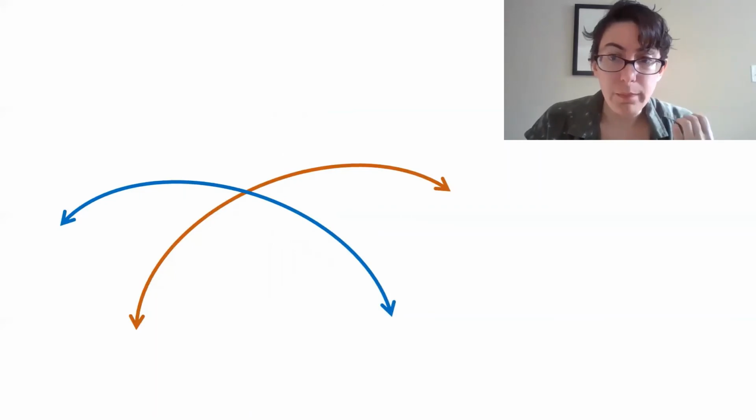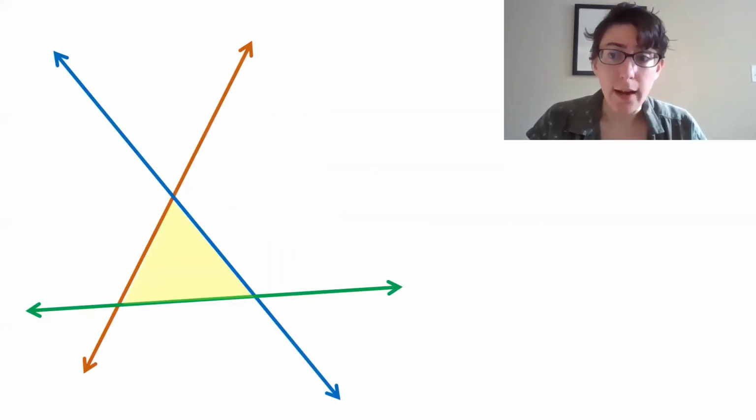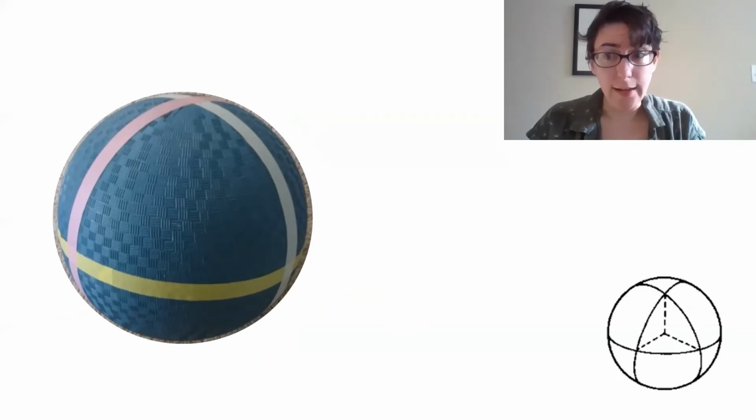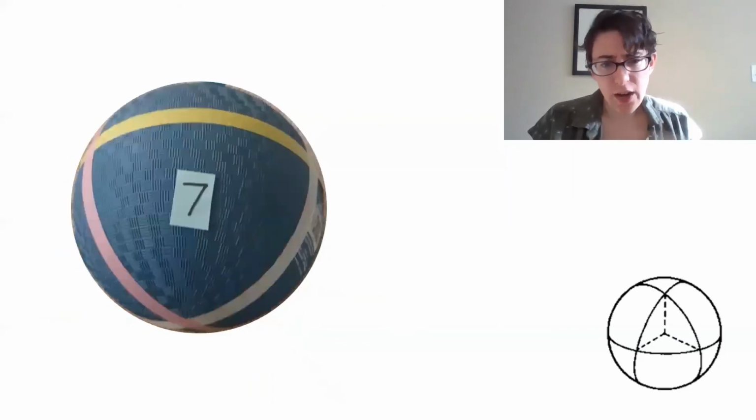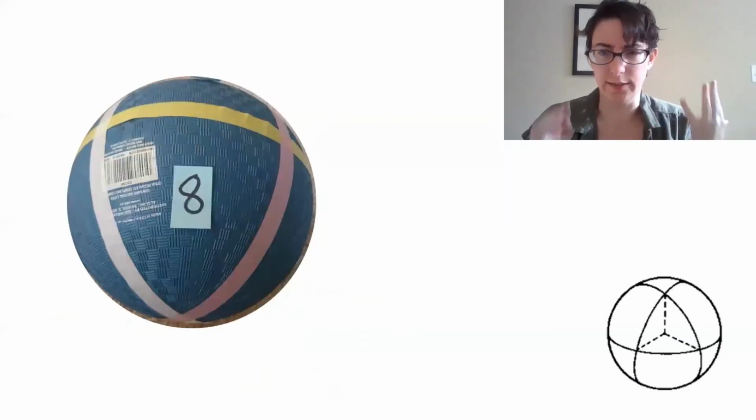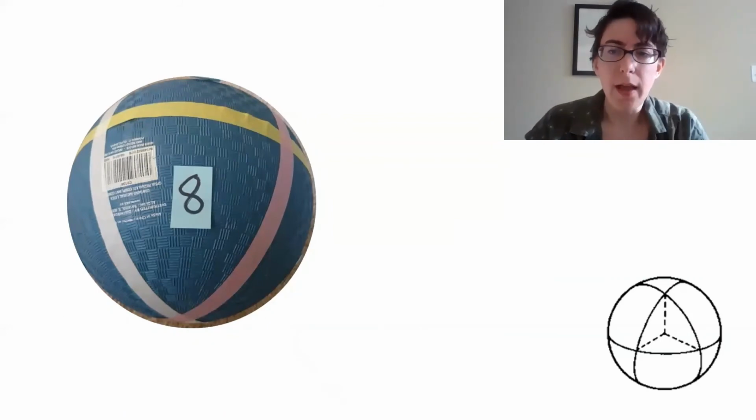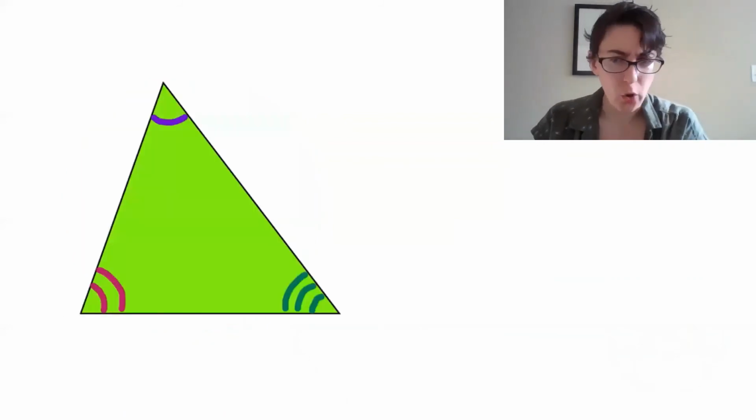But it gets even better. 3 lines on a plane can intersect to form at most 1 triangle. Sphere, you show that plane who's boss. 3 lines on a sphere that intersect at 3 distinct points form 1, 2, 3, 4, 5, 6, 7, 8 triangles. Mwahahaha. And how many degrees does your measly Euclidean triangle contain?